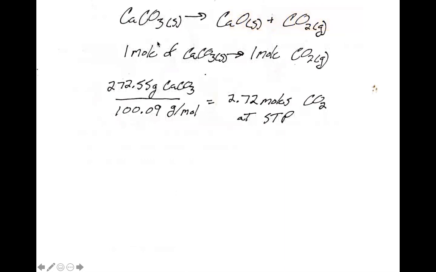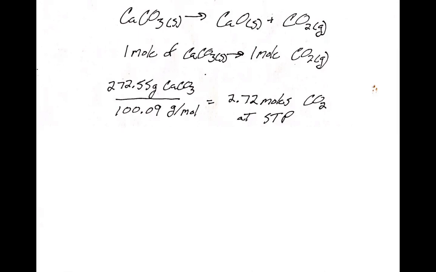I would start by saying I need a balanced equation for it. Calcium carbonate is giving me calcium oxide plus CO2 gas. It's telling me I have a certain amount of the calcium carbonate. So I'm going to look closely and see that 1 mole of calcium carbonate gives me 1 mole of CO2. The coefficients are 1 and 1. So I want to make sure and be careful with that one.